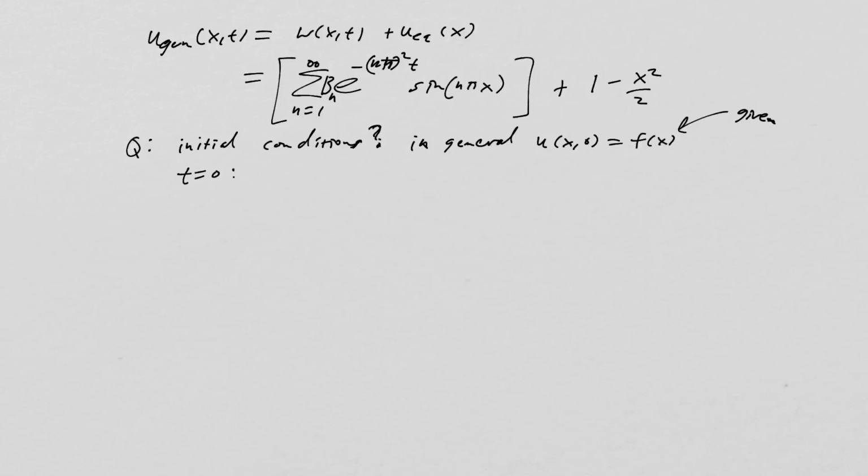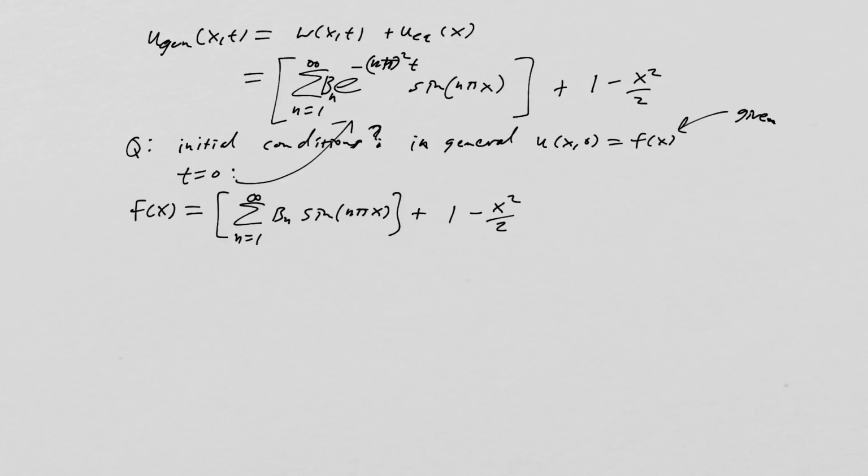So set t equals 0, and we're going to get f of x is equal to, so we're going to set t equals 0 up here and get the sum of b_n sine of n pi x. Our exponentials go away because they turn into 1 when t is equal to 0. Plus, we have to remember that we have this equilibrium non-homogeneous solution sitting right there. Okay.